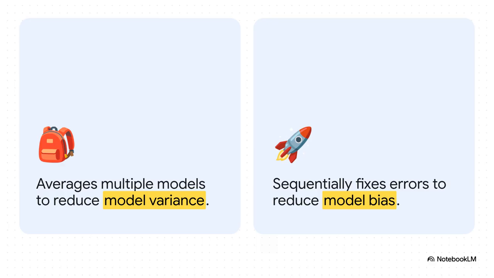Bagging trains multiple independent models and averages out their predictions. It's kind of like getting a second opinion from 10 different doctors to naturally cancel out any single doctor's individual crazy ideas. This directly attacks and reduces variance.